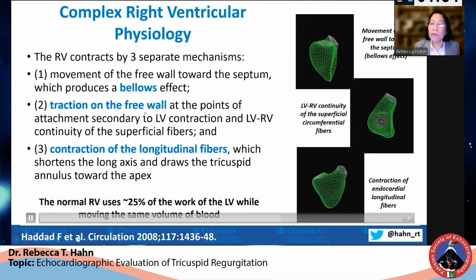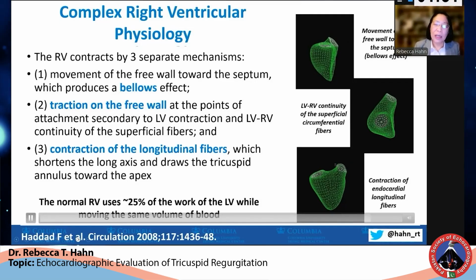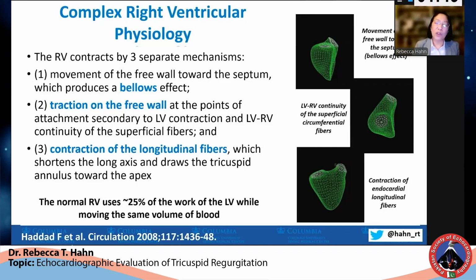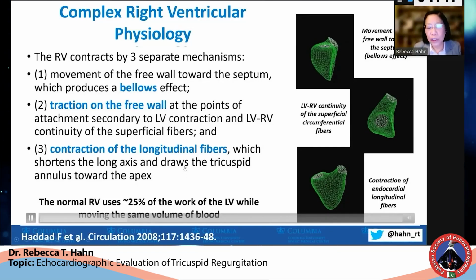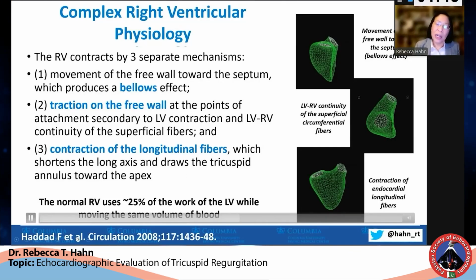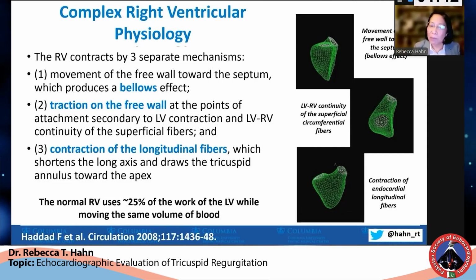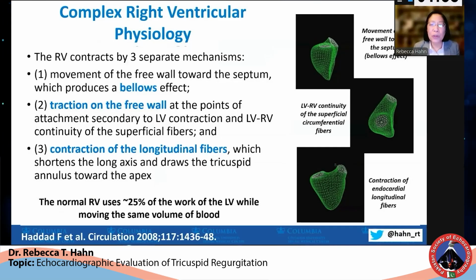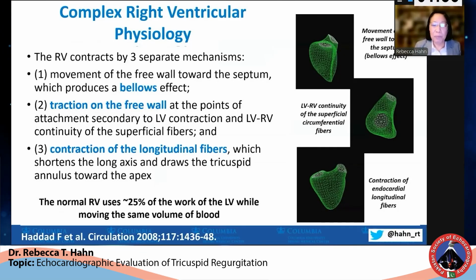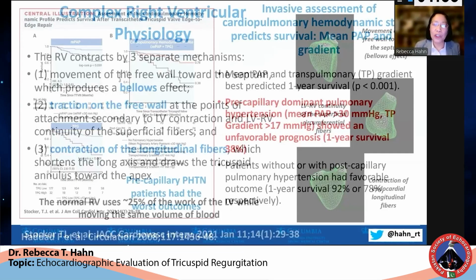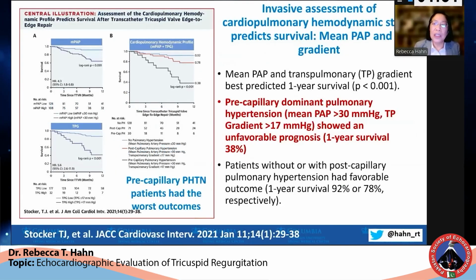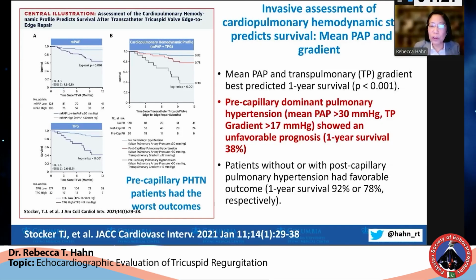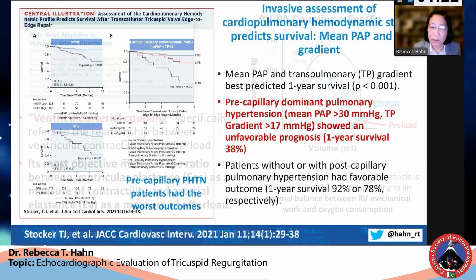So there's ventricular interaction that allows the LV and the RV to work together, and then the contraction of the longitudinal fibers, which has been our traditional measure of TAPSE as well as S prime and free wall strain. But it's a much more complex contraction pattern than just a simple measure. We know that indeed pulmonary hypertension will also, as I showed you before, determine outcomes, and that the RV happens to be very sensitive to afterload.